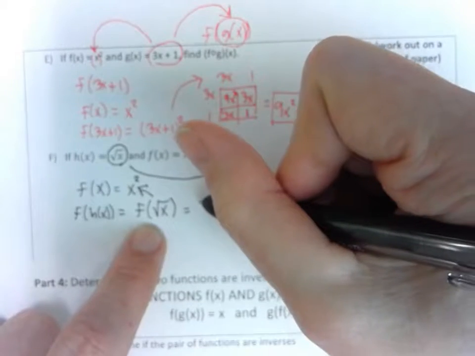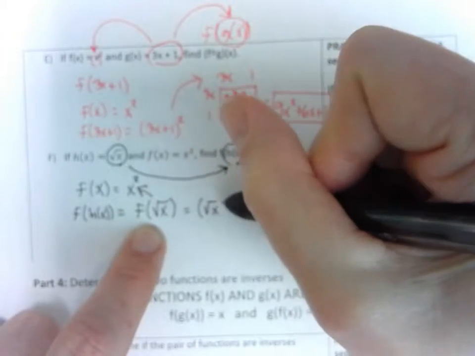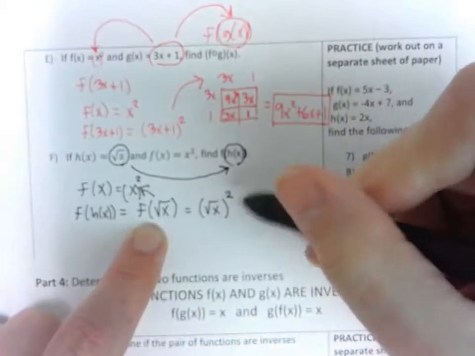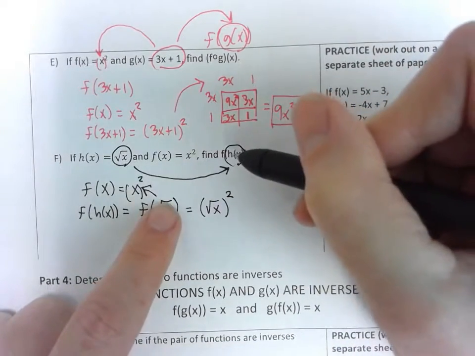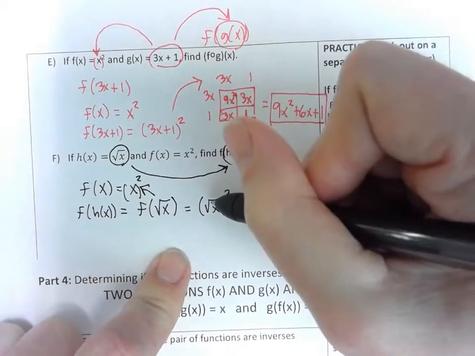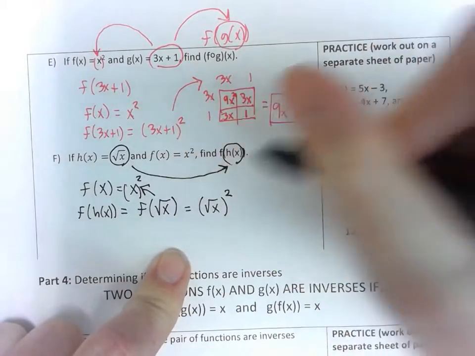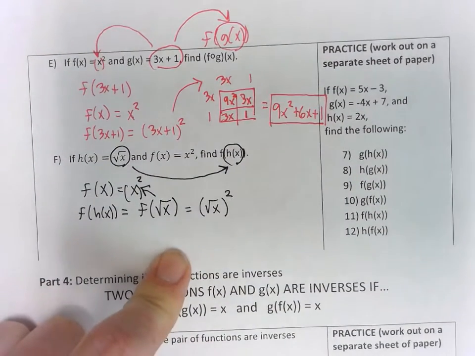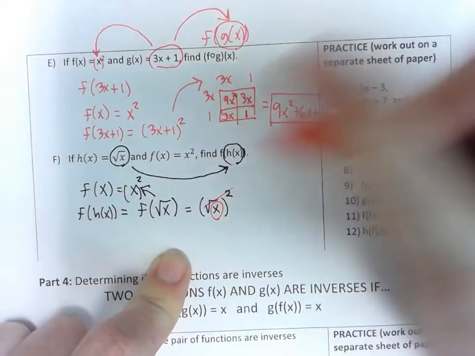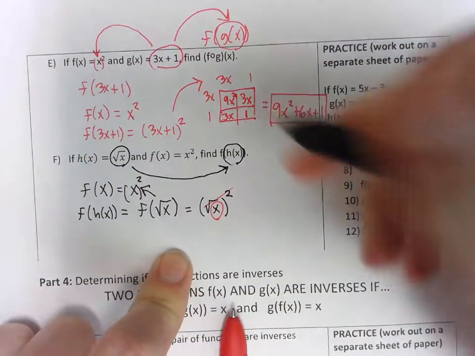So this is going to be the square root of x, squared. The square root of x is h of x, and then I'm squaring it to put it into the f of x. And we talked about what a square root and a square do to each other. They're actually inverse operations. So when I cross those out, I'm only left with x. So my final answer is going to be x.